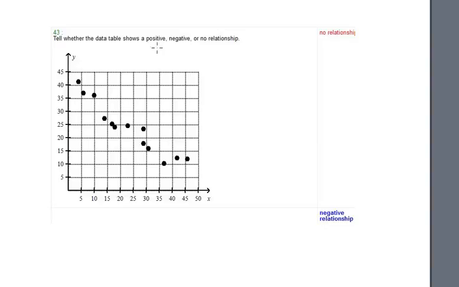Okay, another one of the same type questions, positive, negative, or no relationship. And you can see this trend is going down. So we just have to go back to when we're thinking about slope. This is a negative slope, and this could be the amount of people that visit the beach as the weather goes down. So it is a negative relationship.